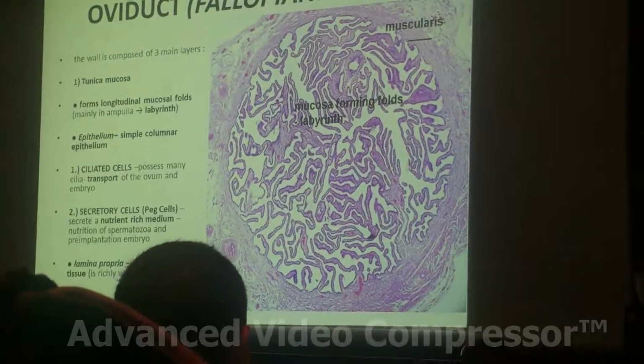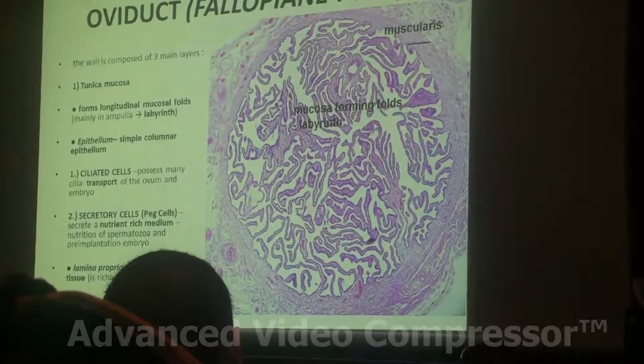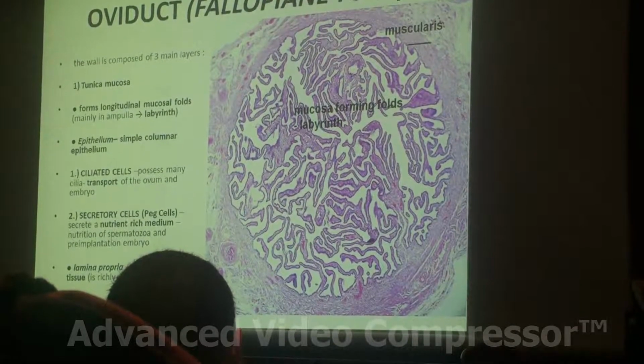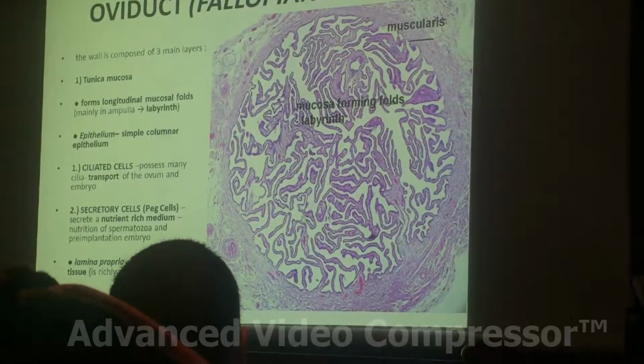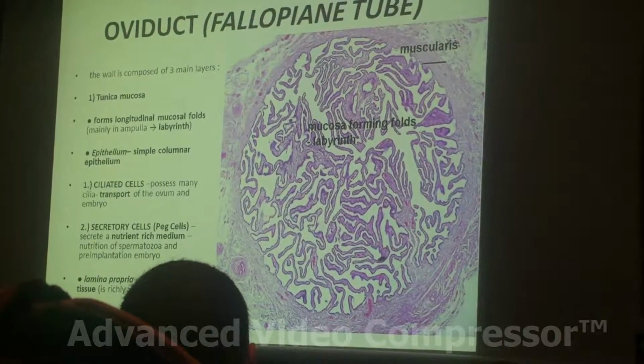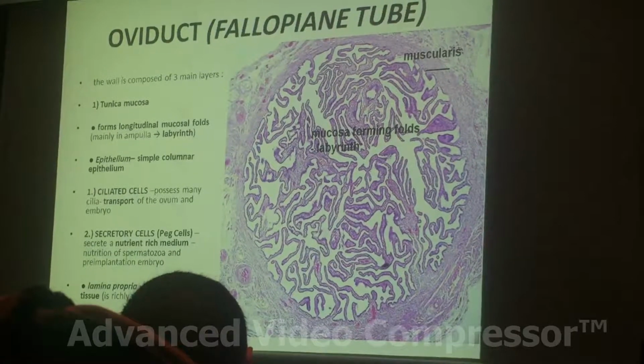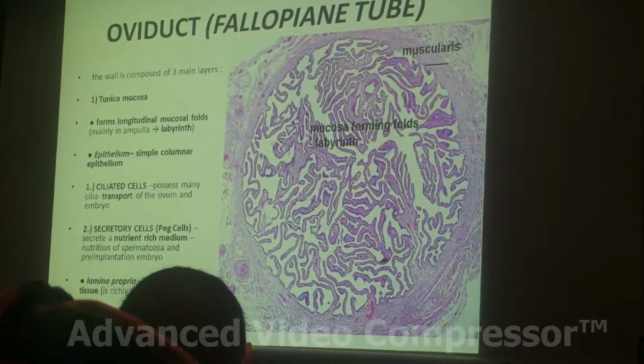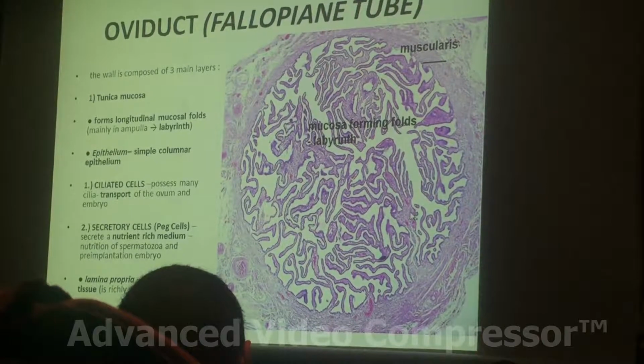Clearly you can see this is a whole cross-section of the uterine tube. This is the lumen. Look at the epithelium and lamina propria. Highly folded, incredibly folded. This is the labyrinth appearance, caused by extensive folding of the mucosal layer into the lumen of the uterine tube.